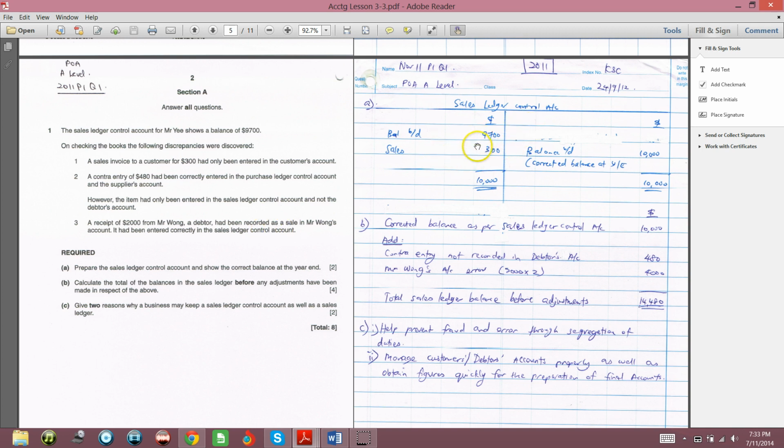So I just finish off here. Balance brought down 9,700 plus 300, so this is 10,000. Put the 10,000 here. This will be my balance carried down, 10,000. Okay, imagine if all the mistakes are corrected.